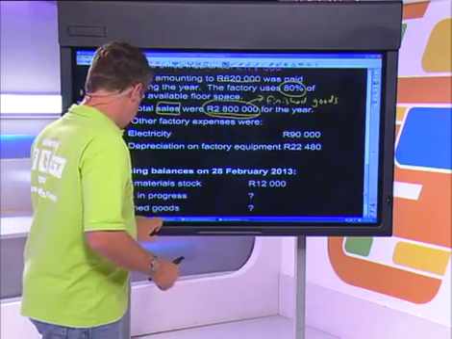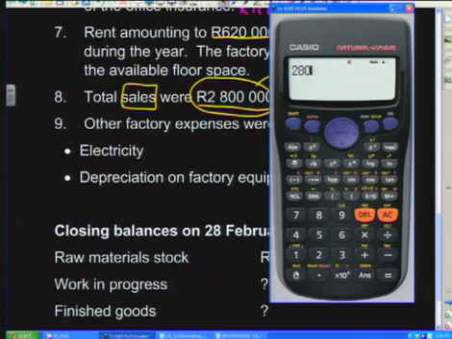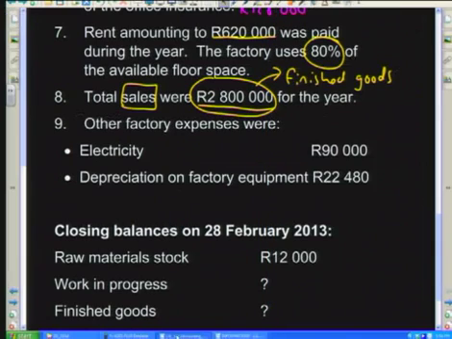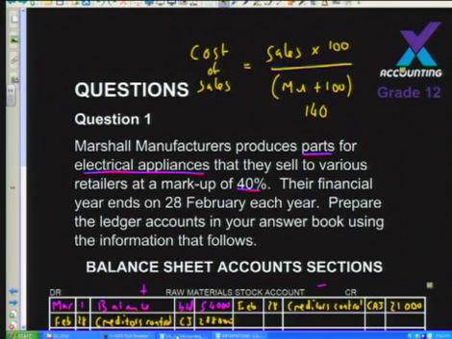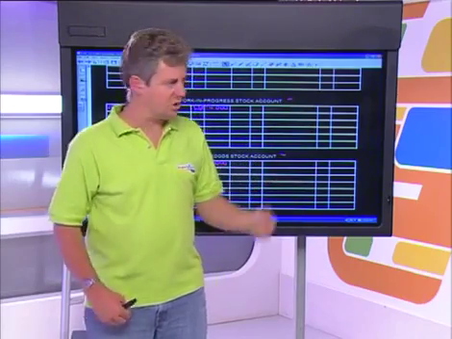So our calculation is going to be as follows. We're going to take our 2.8 million, 5 zeros, multiply it by 100, and divide it by 140, because that's our markup formula, and the answer we get here comes to 2 million, a nice and easy number to remember. What we do with this 2 million is go to our finished goods stock account, which was over here, and this account tells us that we have sold 2 million rands worth of stock this year.